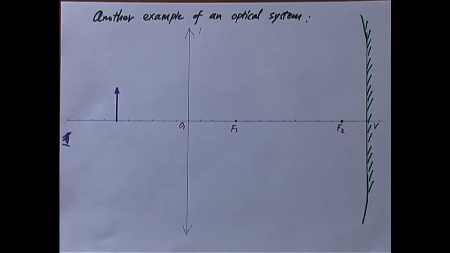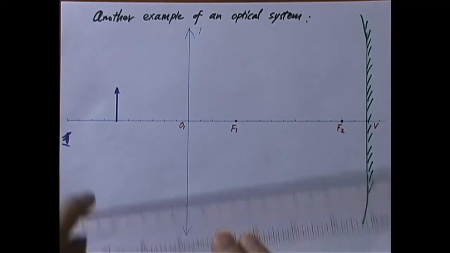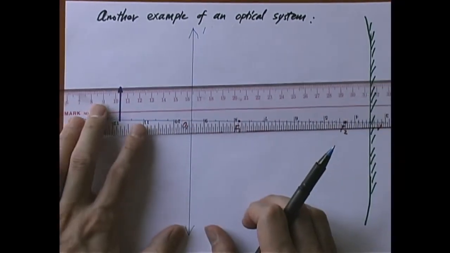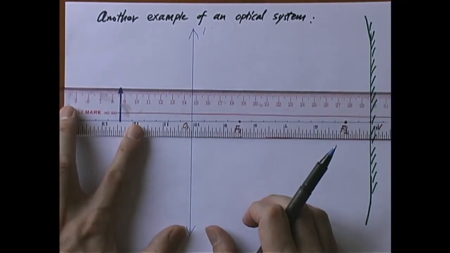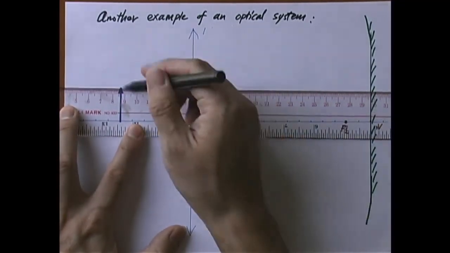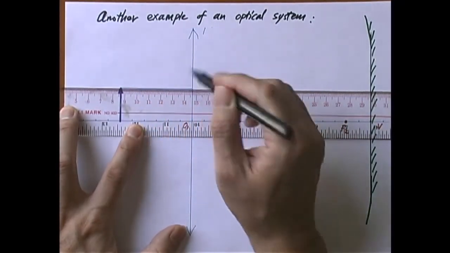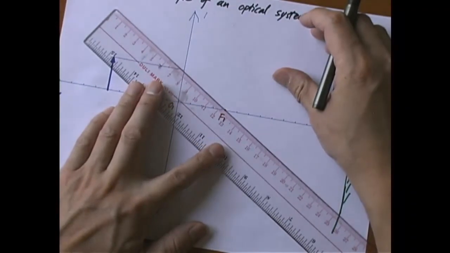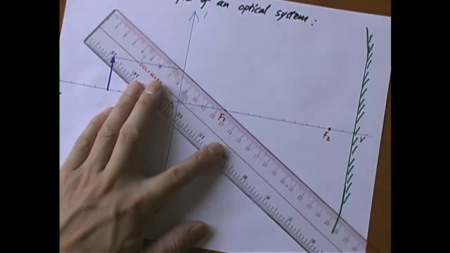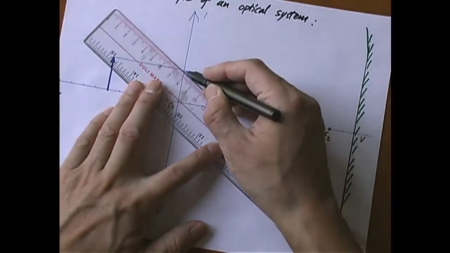Now first of all, ray tracing. I'm going to draw the first image produced by the lens of this object. So I'm going to draw a line that is parallel to the optical axis. You know where that goes, right? It goes through the focal point right here.